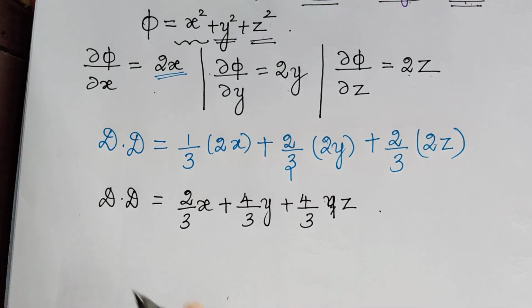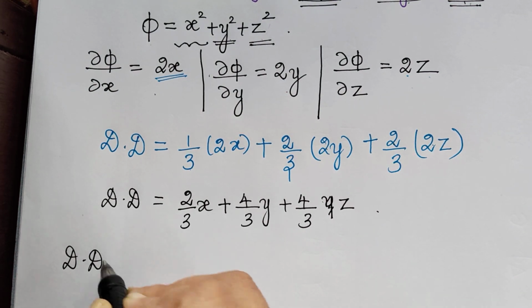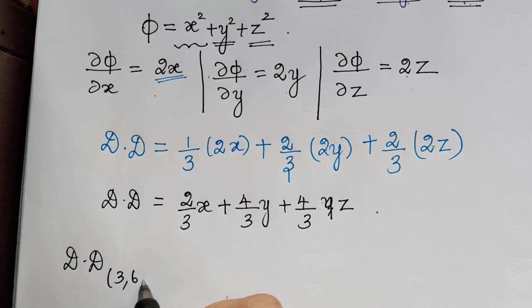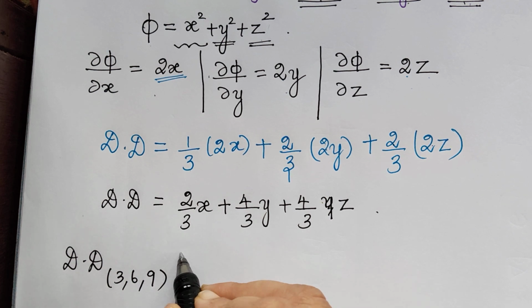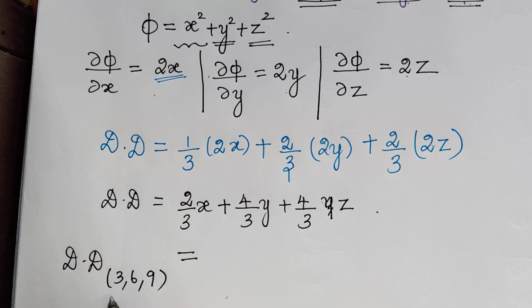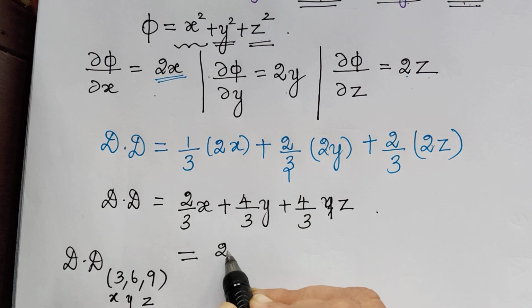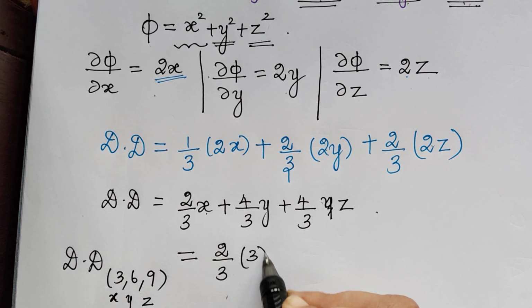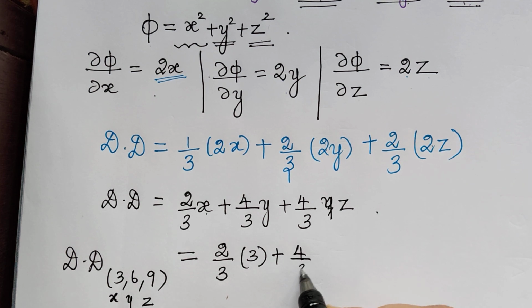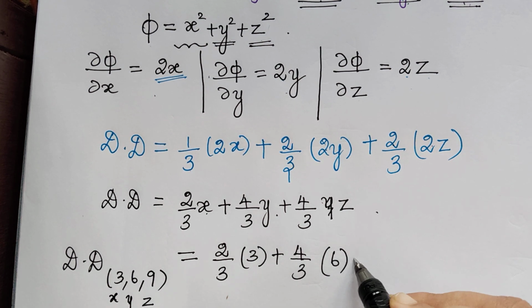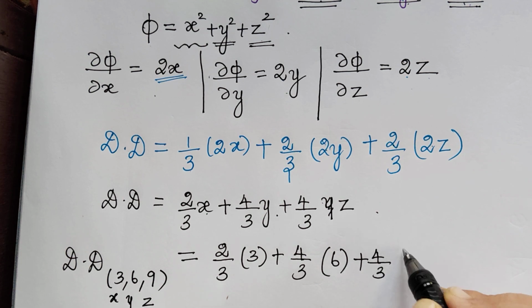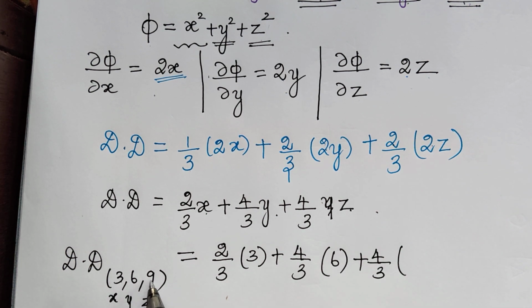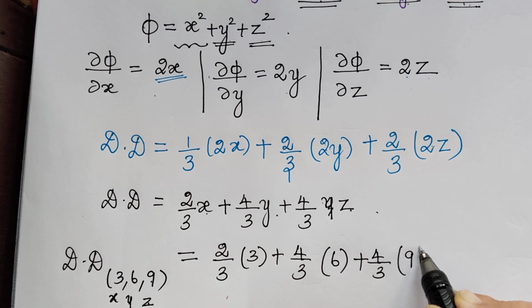So therefore the directional derivative at the point 3, 6, 9 we have to find, which will be equal to, we have to substitute the values of x, y, z over here. So first it will be 2 by 3 multiplied with x. What is the value of x? It is 3, plus 4 by 3 multiplied with y. The value of y is 6, plus 4 by 3 multiplied with z, and the value of z is 9. So we have to substitute 9 over here.